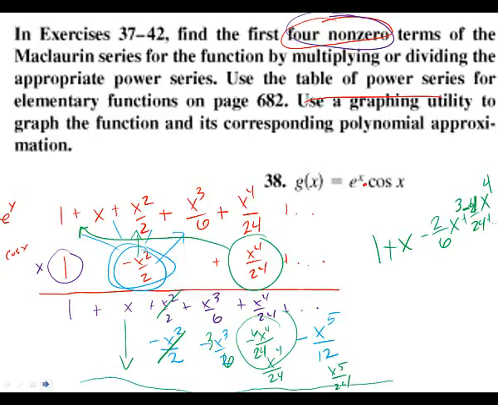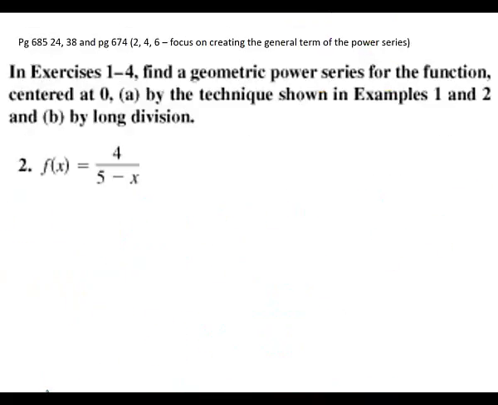Are we good? Can I keep going on that one? Alright, so these ones really focus on creating the general term of the power series. So I want you to focus on getting the summation, okay? In order to get the summation, remember you need the a sub 1 and the r, right? Because it's to the n. So remember it has the formula a sub 1 over 1 minus r. I've got to create that out of what I'm given. So we're going to practice that a few times.